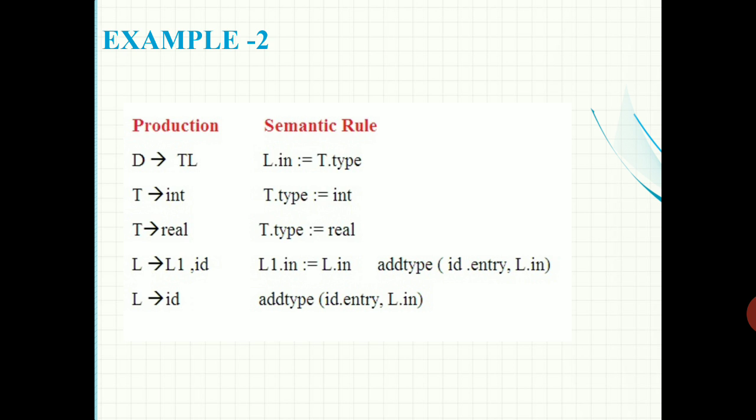Then there is one function, addtype, which adds an entry to the symbol table. That is, we are storing all the details of each and every token in the symbol table. Whenever you find an identifier, its corresponding type is entered, and all information is stored in the symbol table. So for that we are using the addtype function. If you find an identifier in the production L produces id, the id value is added into this symbol table.